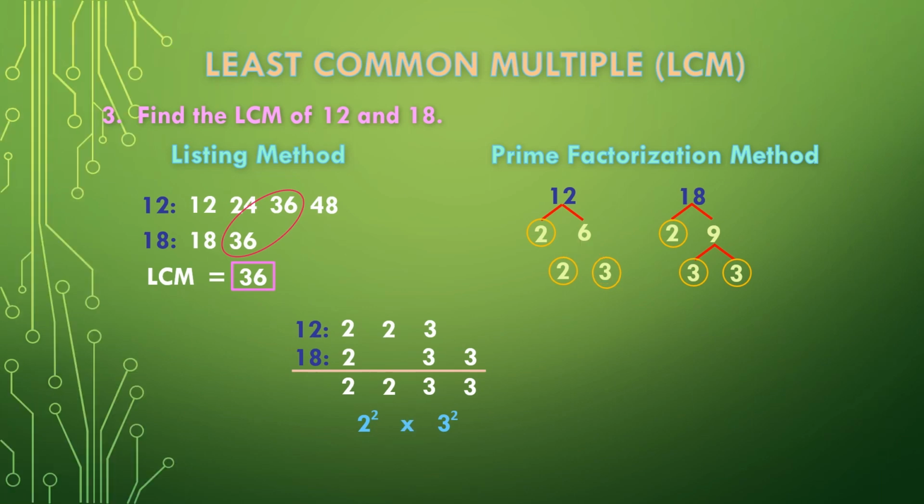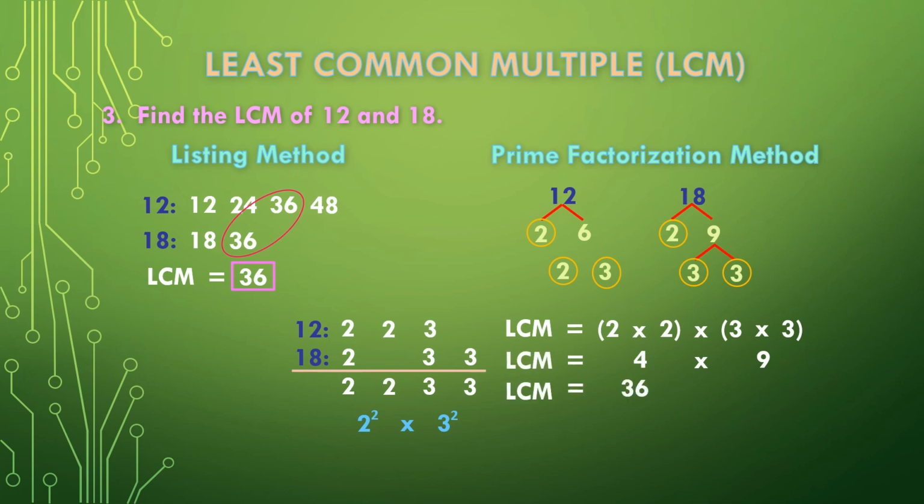Going back, the LCM of 12 and 18 is the product of their prime factors, 2 times 2 times 3 times 3. For easy computation, let's group the numbers by pairs. So 2 times 2 is equal to 4 and 3 times 3 is equal to 9. 4 times 9 is equal to 36. The LCM of 12 and 18 using the prime factorization method is 36. Regardless of the method used in finding the LCM of 12 and 18, computations should result in a final answer of 36.